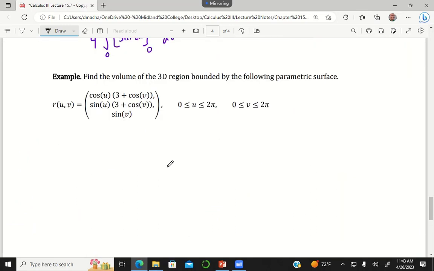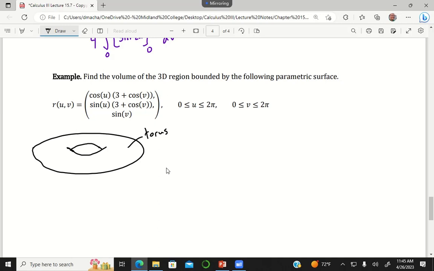We probably don't have time to finish this example, but Abdullah had asked me if there was a way to calculate volumes of three-dimensional objects using surface integrals over vector fields, and the answer is yes. And this was going to be an example. I could ask, what's the volume of the three-dimensional region that's bounded by the following parametric surface? And you might recognize this. This is a parametric surface for a torus, like a donut shape.